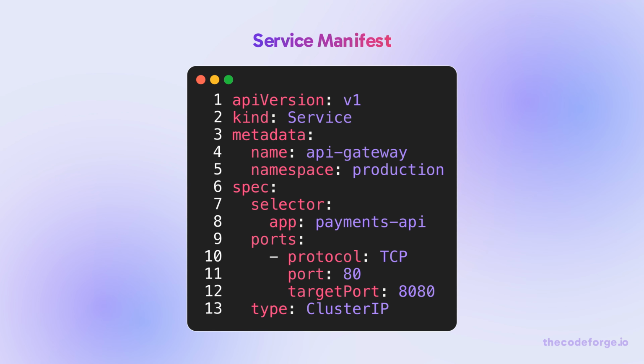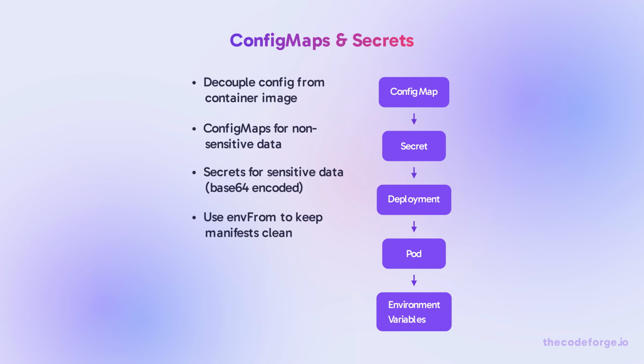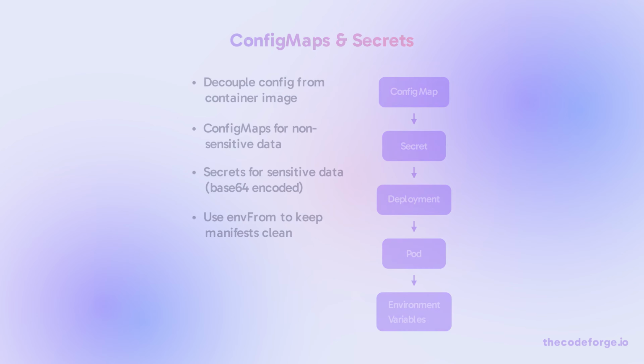The type is ClusterIP, making it only reachable within the cluster. ConfigMaps and Secrets separate configuration from the immutable container image. ConfigMaps store non-sensitive data like URLs, while Secrets handle passwords and tokens. Use envFrom to inject them into pods without cluttering the spec.